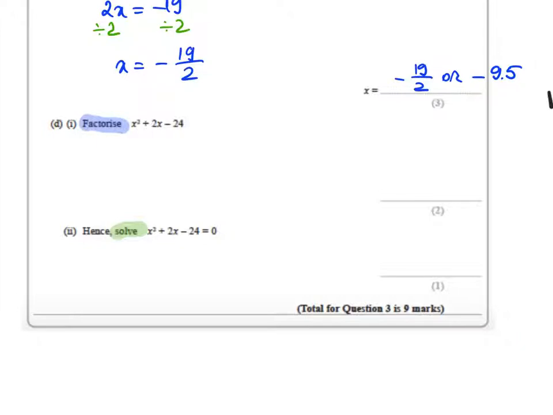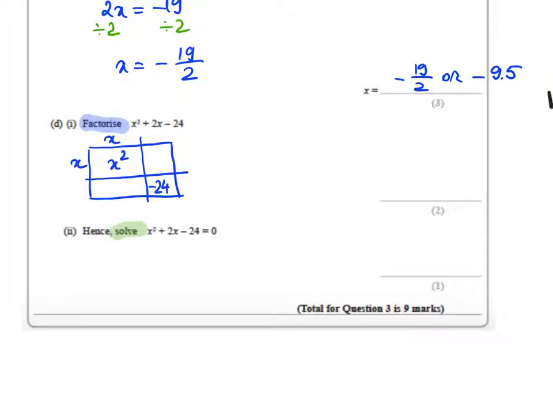Here I analyze the expression. It's a quadratic. How do I factorize a quadratic? We use the area model. You can use other models as well, but I'm going to use that one. So x squared here and minus 24 are these areas. Therefore here I need an x and I need an x.